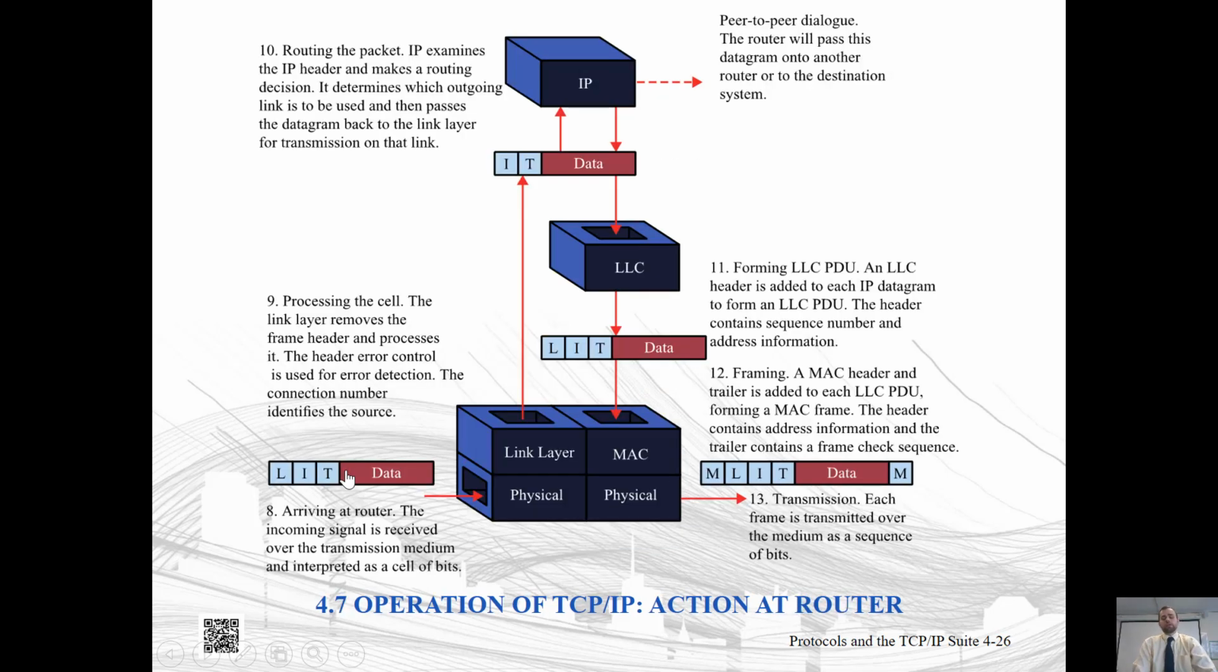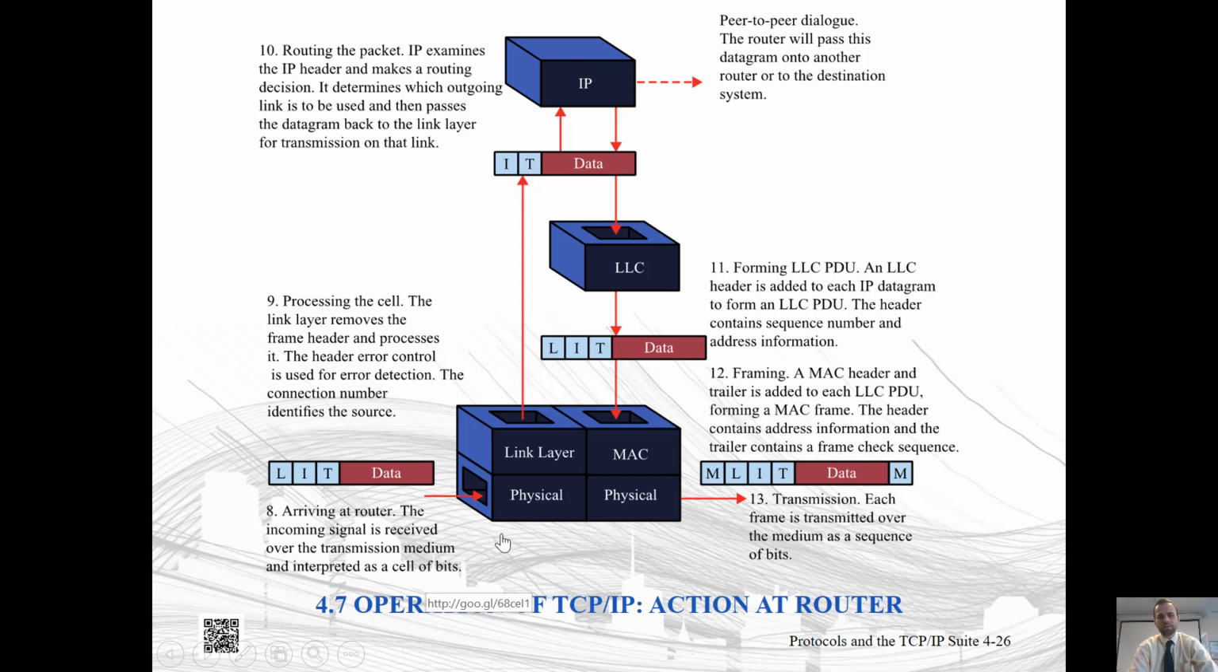Then you have the action of the router. So you're going to have to get into it here a little bit. The router routes the packet appropriately. The Internet Protocol examines the IP header and makes a routing decision. It determines which outgoing link is to be used and then passes the datagram back to the link layer for transmission on that link. So then, okay, that's step 10 actually. Take a step back, it's kind of going like this here. So first, let's take a step back.